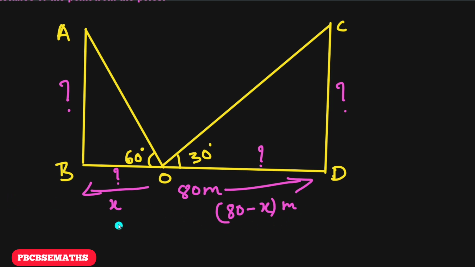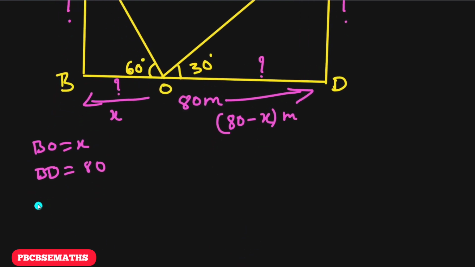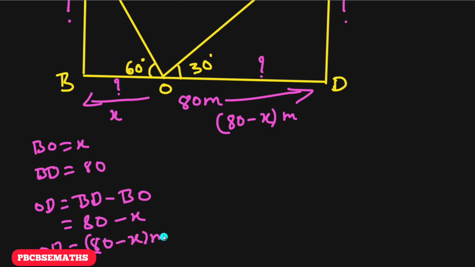because BO we consider as x meter now. Then it is given that the value of BD, that is the distance between these two poles, is equal to 80 meters. Then we can write that OD is equal to BD minus BO. The value of BD is 80, minus the value of BO, which is x. So the value of OD is 80 minus x meters.